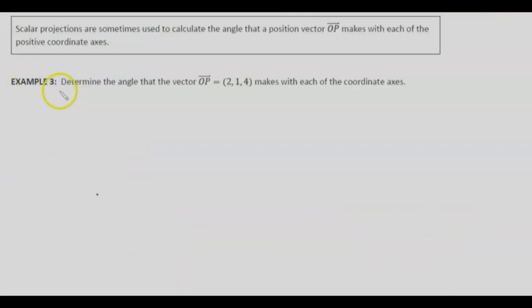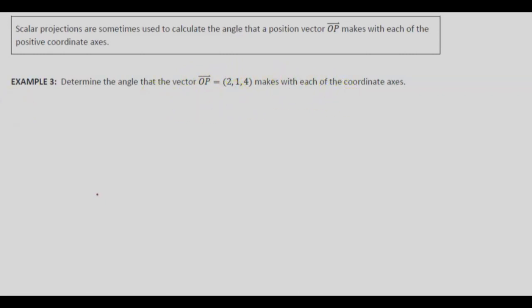Okay, so we're going to move on to direction cosines. So scalar projections are sometimes used to calculate the angle that a position vector, OP, makes with each one of the positive coordinate axes. So, example 3, determine the angle that the vector OP, (2, 1, 4), makes with each of the coordinate axes.